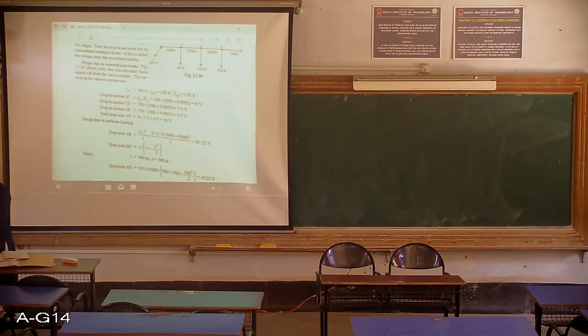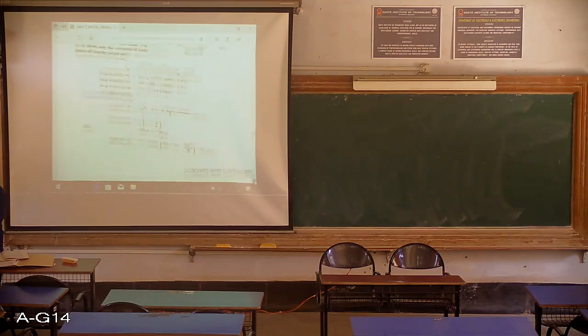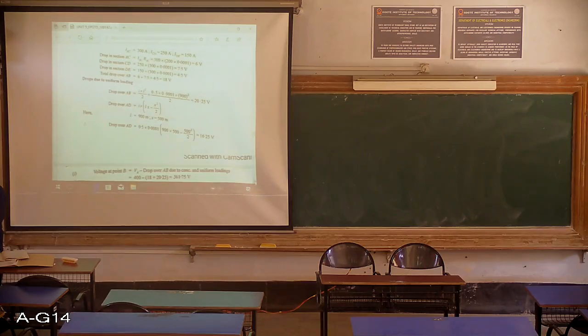Okay, so substitute L length as 900 meters and x is at a distance. So AD here the distance is 200 plus 300, 500 meters. So what will be the drop over AD? Okay, it will be 16.25.